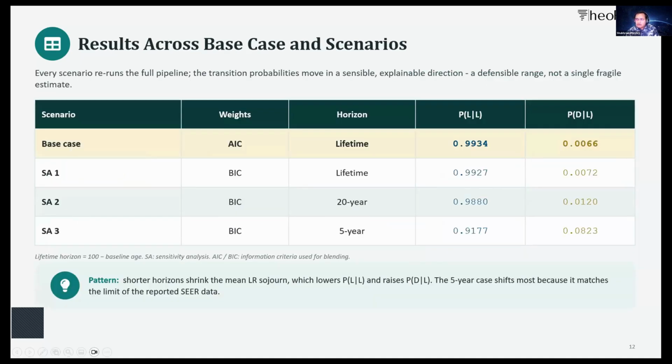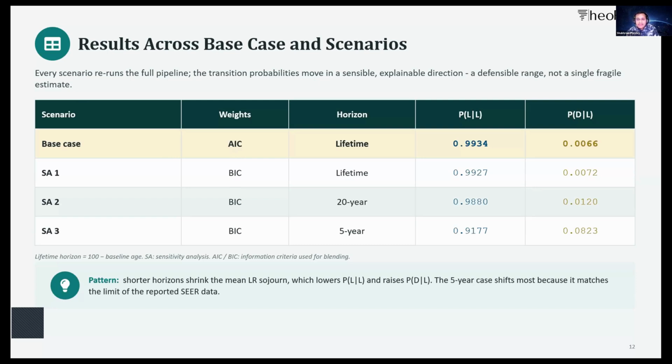Now, we have also performed some sensitivity analysis, and the question is, how much does this move if I poke it? Every row here is a full pipeline, from all the steps that we have presented. In sensitivity analysis one, we switched from AIC to BIC, with all else the same, and it barely flickers. In this case, it doesn't matter whether you pick AIC or BIC.